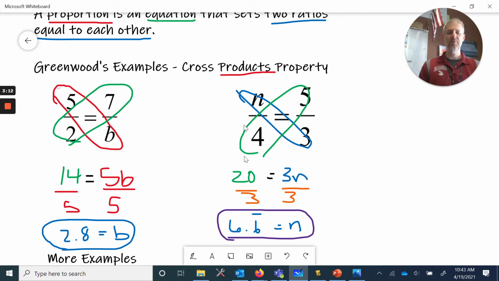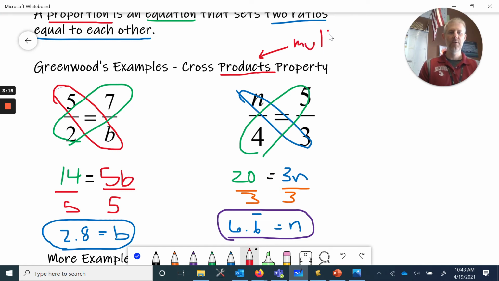Remember, product just means multiply. Product, multiply. Just want to practice writing with my mouse.